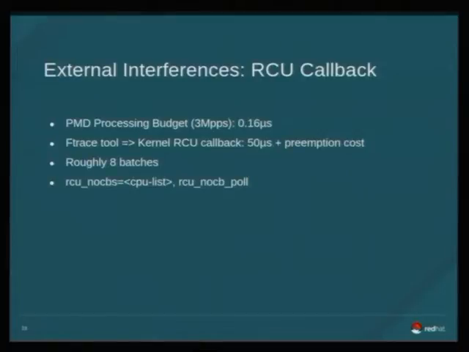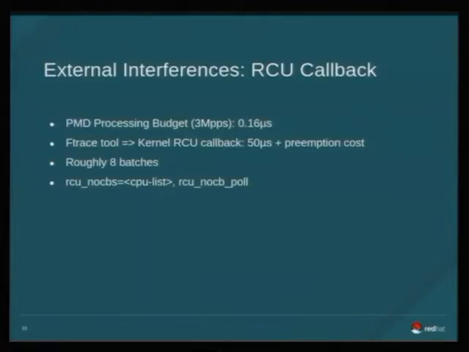This is inside of the kernel. So just to remind, the PMD processing budget for 3 million packets per second is this value. I used this cool tool called ftrace. It shows you the functions that are called in the kernel for a specific CPU. You can filter that, and it has a nice timestamp, and you can calculate how much it takes to run the kernel RCU callback. And this is the number I got, without the preemption cost. I mean, moving from the PMD thread back to the kernel, running everything, running the RCU callback, and then going back to user space. 50 microseconds.